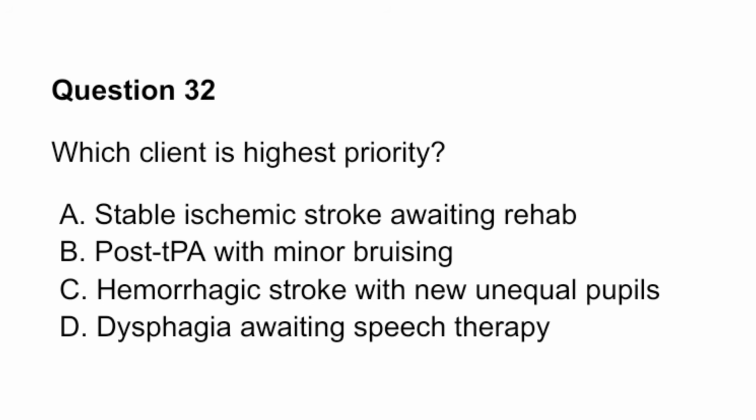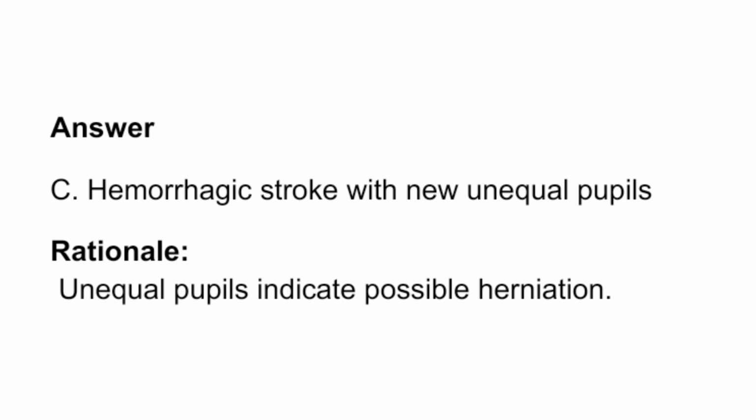Question 32. Which client is highest priority? A. Stable ischemic stroke awaiting rehab, B. Post-TPA with minor bruising, C. Hemorrhagic stroke with new unequal pupils, D. Dysphagia awaiting speech therapy. Answer: C. Hemorrhagic stroke with new unequal pupils. Rationale: unequal pupils indicate possible herniation.